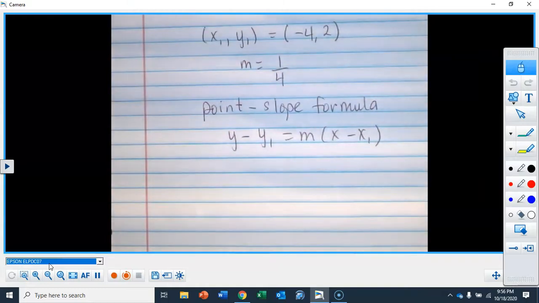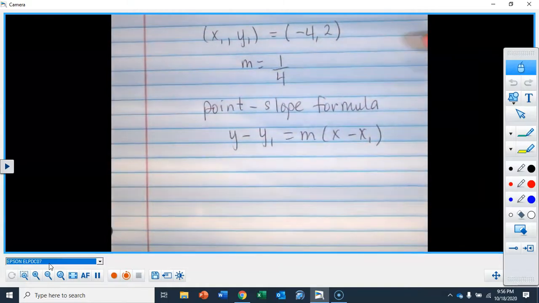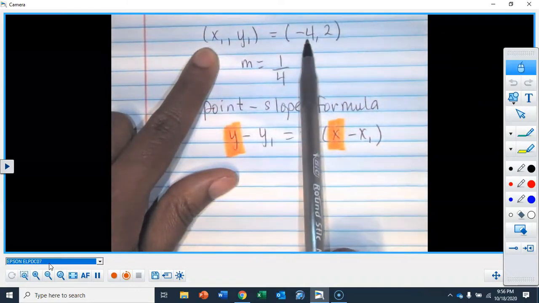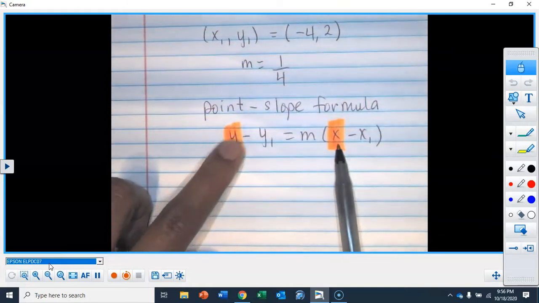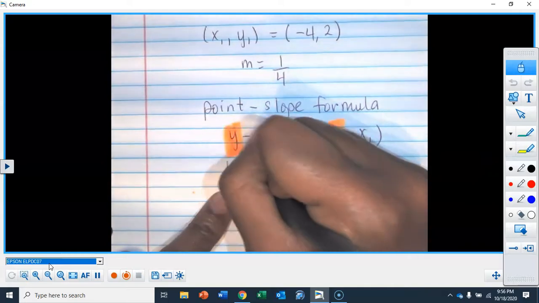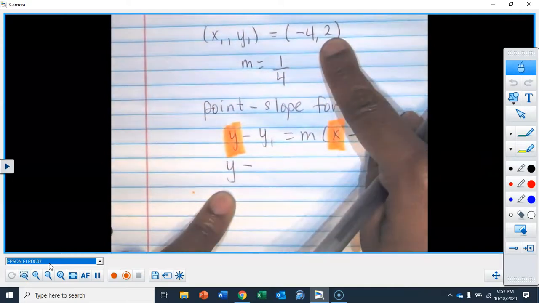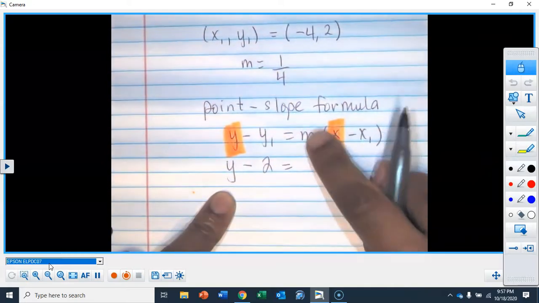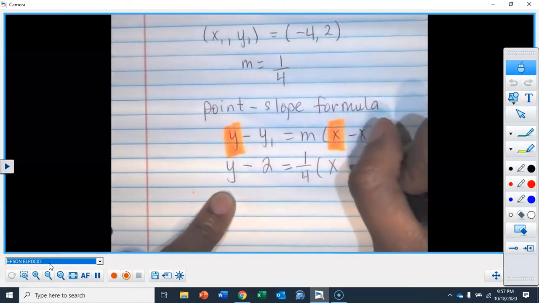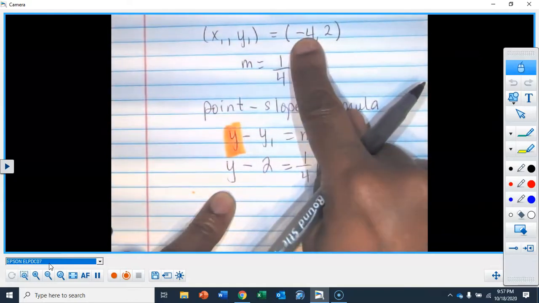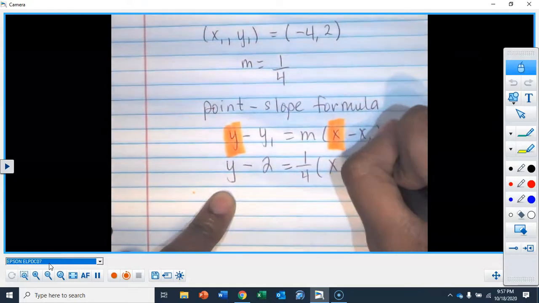All right, so very carefully, I cannot stress to you enough, highlight and circle this. You do not plug anything in for this y. You do not plug anything in for that x. Why? Because look at what's at the top. Hey, something is going to go for x1, that's negative 4. y1 is 2. m is this. There's nothing for y and x. So here we go. We're going to rewrite this. y minus y1 is 2 equals m, substitute in 1/4, open parentheses, plug in nothing for x, minus x1 is negative 4. Minus, minus, plus, plus. Okay.